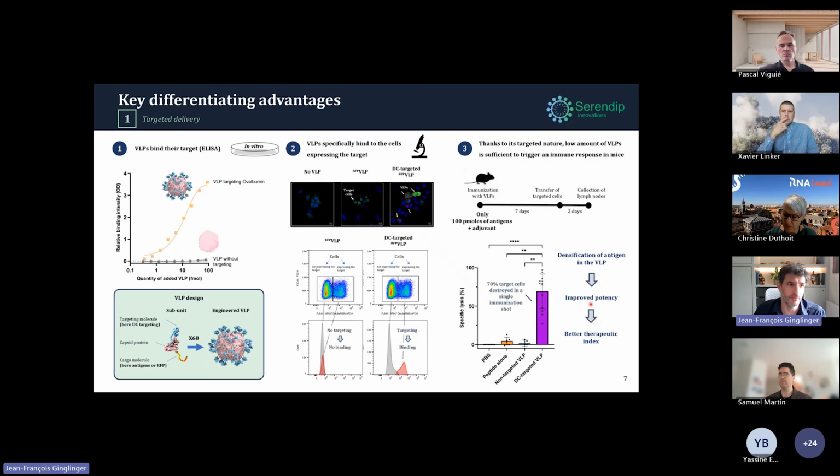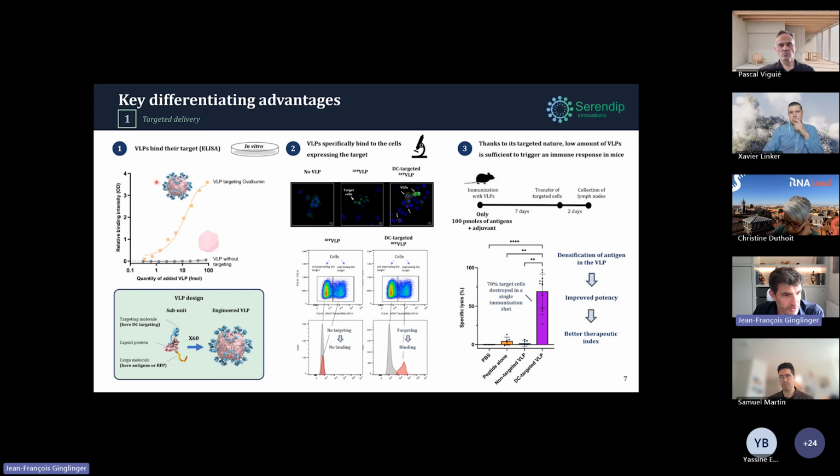So now I'm coming back to my four points. These are key differentiating advantages. The first one is the targeted delivery. In this example, we customized the VLP to produce an antigen on the inner surface, and on the outer surface an antibody fragment targeting dendritic cells.